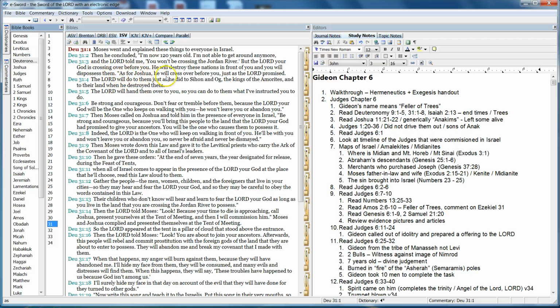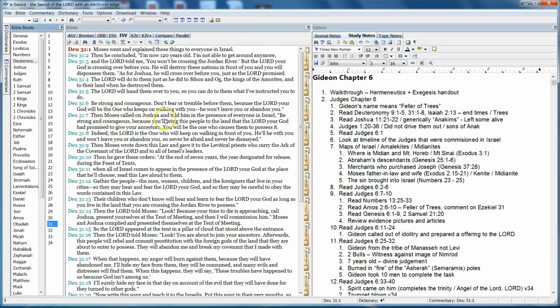As for Joshua, he will cross over before you, just as the Lord promised. The Lord will do to them just as he did to Sihon and Og, the king of the Amorites, and to their land when he destroyed them. The Lord will hand you over to them so you can do to them what I've instructed you to do. Be strong and courageous. Don't fear, tremble before them, because the Lord your God will be the one who keeps on walking with you. He won't leave you or abandon you.